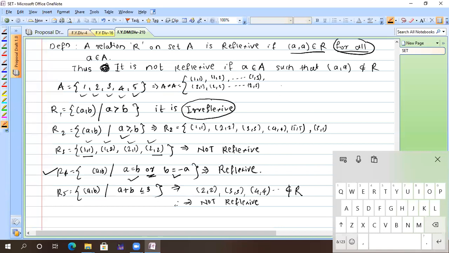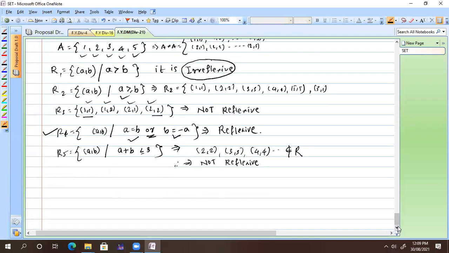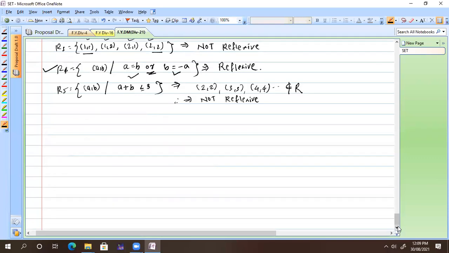Okay, got it? Yes, sir. Clean and clear with the reflexive one? Can I go for the next type? Yes. The next type is symmetric and anti-symmetric relation. These are quite interesting.